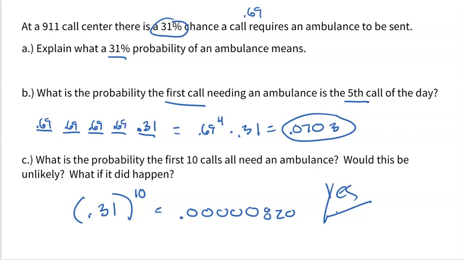For there to be 10 calls in a row that all need an ambulance, maybe there was an earthquake, maybe there's a major accident on a freeway, maybe there was a house fire. I mean, something had to have happened. That is very much out of the ordinary, because for this to just happen on a random day, very unlikely. In fact, I would use the word dang near impossible. So if this did happen, there's got to be a very, very good explanation for it.